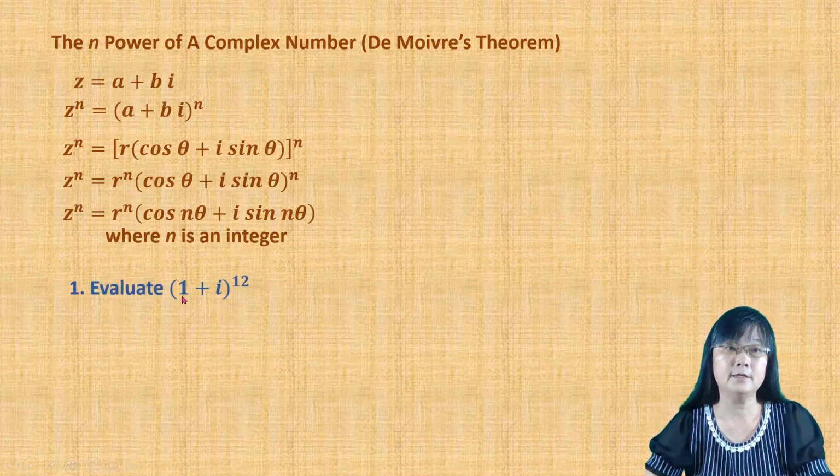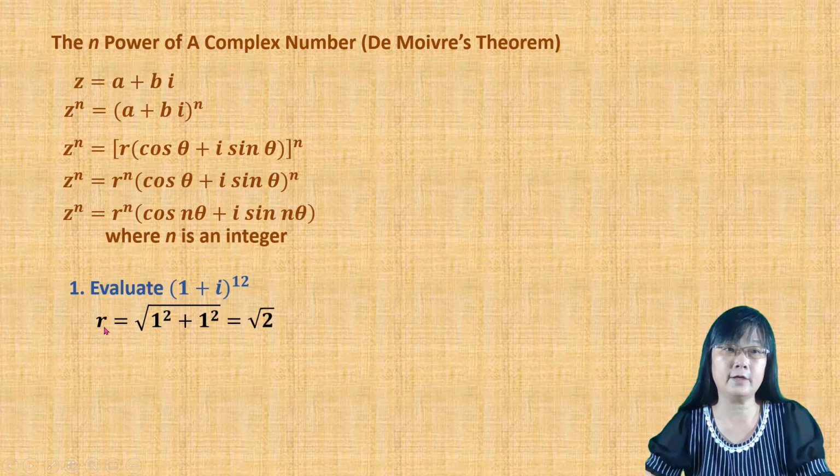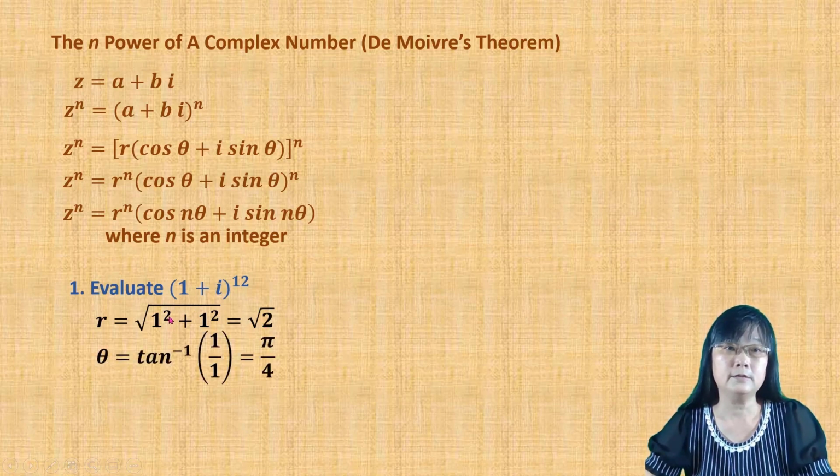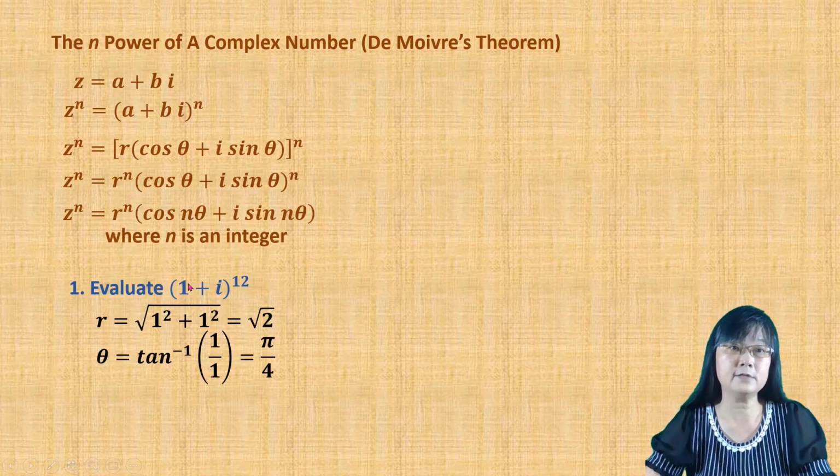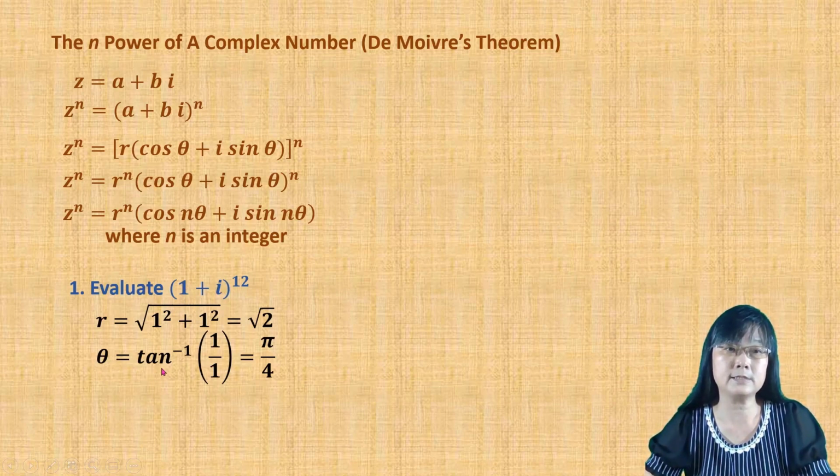Now I want to find the complex number 1 plus i power 12. So first I need to change this complex number into polar form. First I am going to find the modulus by using the formula square root of x power 2 plus y power 2. x is 1, y is 1, so the modulus is square root of 2. As for argument, since the complex number is in the first quadrant, the argument is arctangent y over x. With y is 1 and x is 1, the argument is pi over 4.